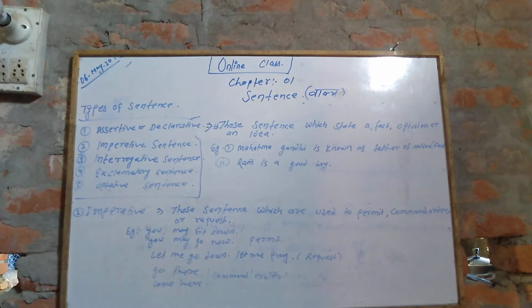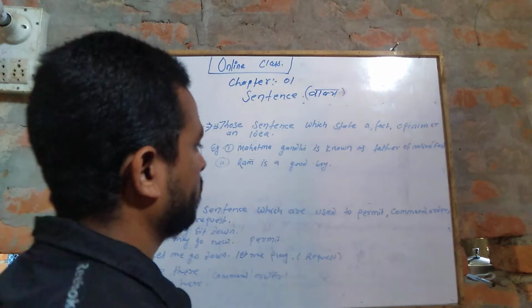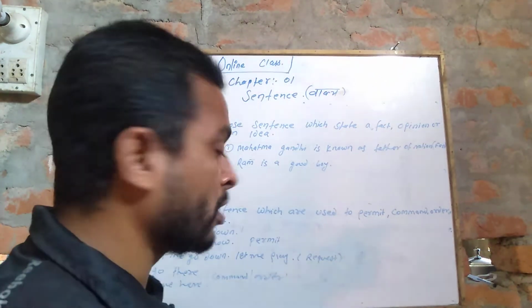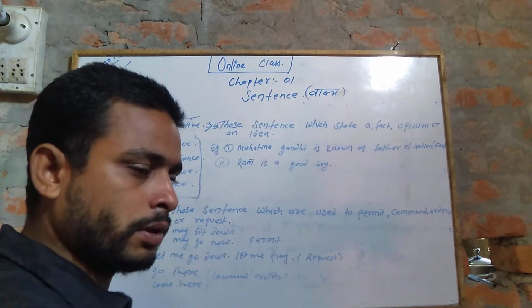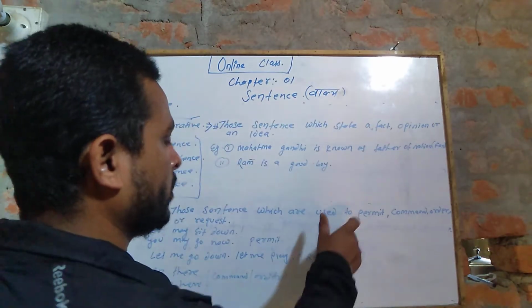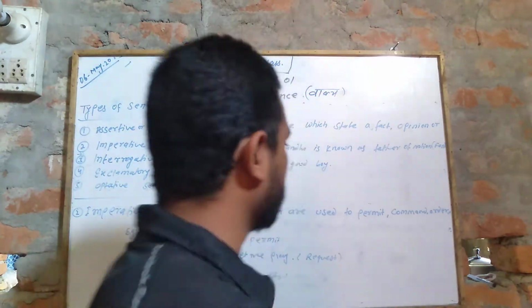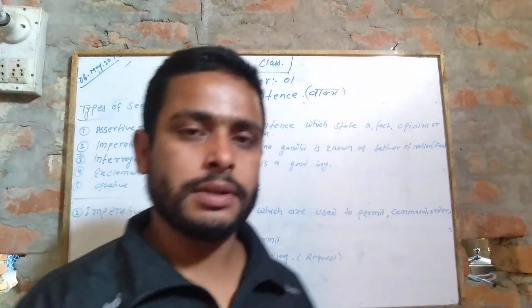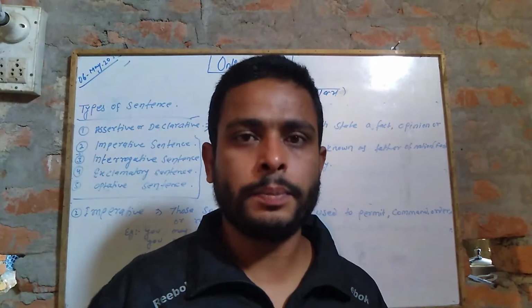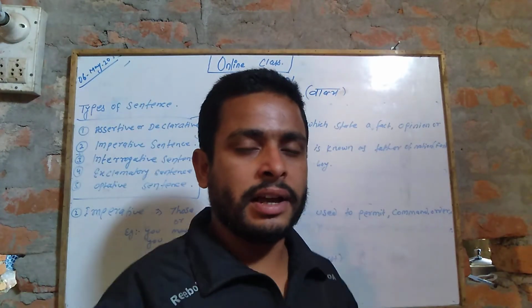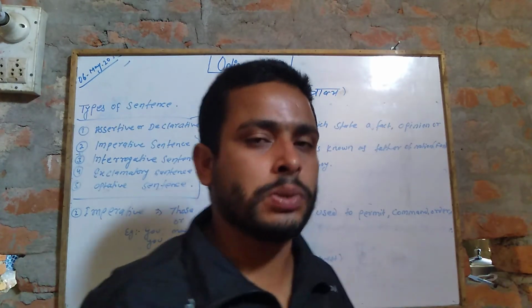Now, imperative. Those sentences which are used to permit, command, order, or request. Such a sentence makes us permit, like you may sit down, go and bring water. That is permission. May I come in, sir? May I go out, sir? Such sentences are known as permission. Like let me go down, let me play. Request: please give me a book. Such a sentence in a good manners way is known as a request.